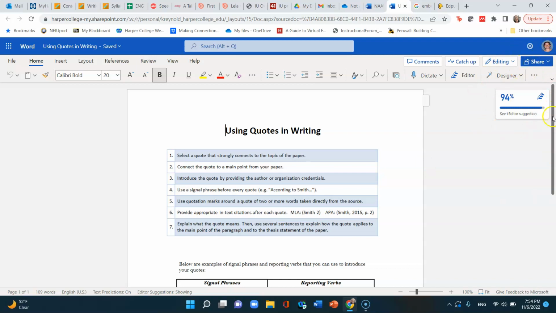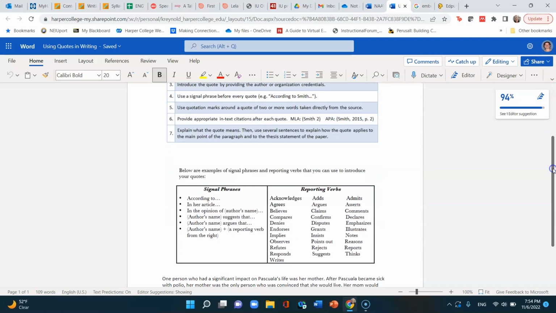So we always want to start with a signal phrase. What is a signal phrase? Well, scroll down a little bit on your paper and you can see a list of signal phrases. Some of the signal phrases are, and I will give some examples of them in speaking using Pascuala as the example. Okay, so here's an example.